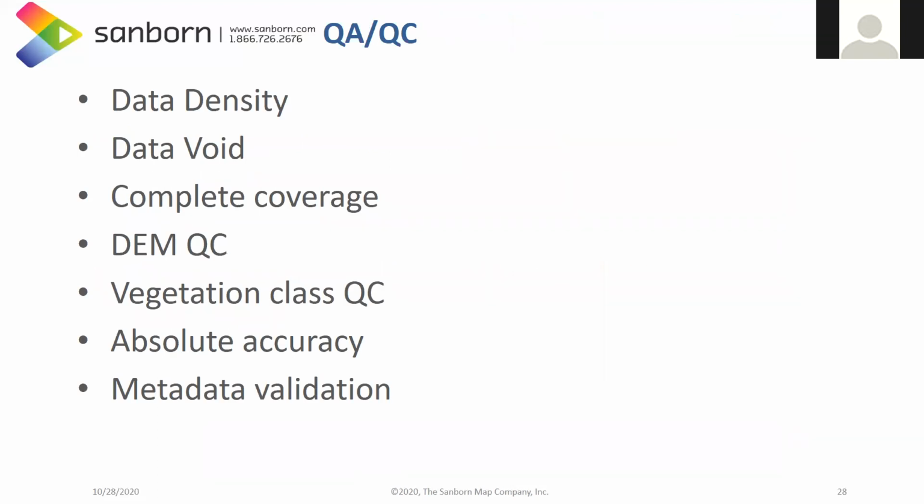With regard to the QA/QC, these are all the parameters we need to see. One is the data density, the data voids, completeness of the coverage. If you're going to create a DEM, the QC of the DEM, and then the vegetation class QC, absolute accuracy, and the metadata validation. These are all the parameters that need to be QC'd before the data is delivered.